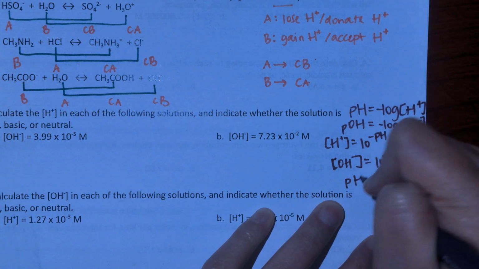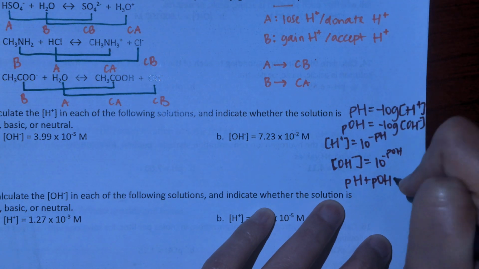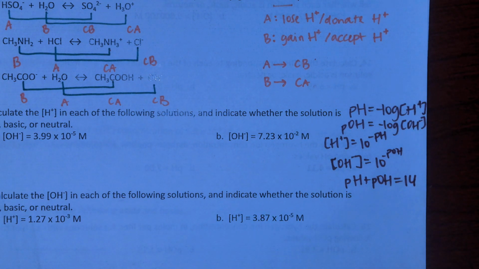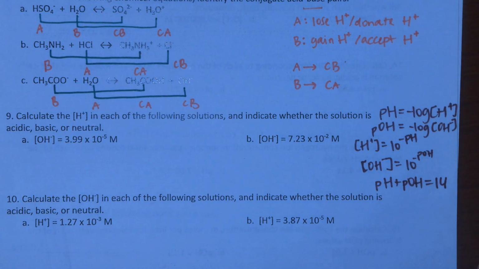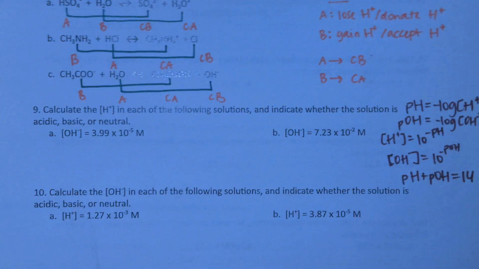And then your pH and pOH equation, 14, the pH scale. So I like to call this the bridge between the pH and pOH, from the acid to the base.